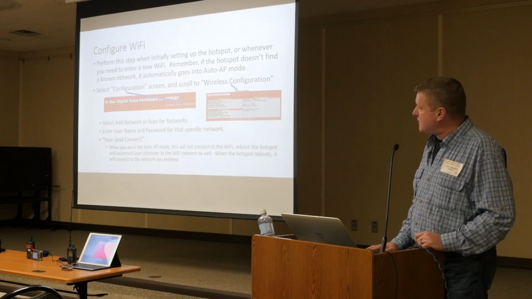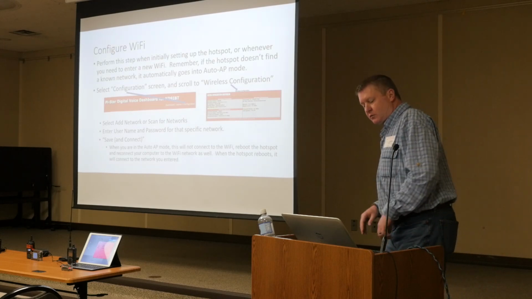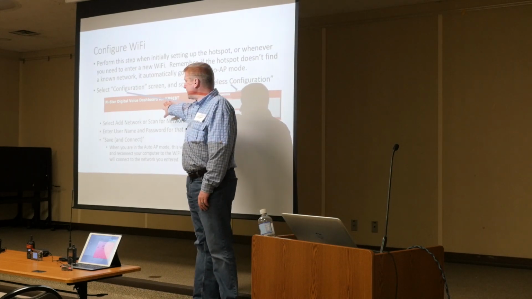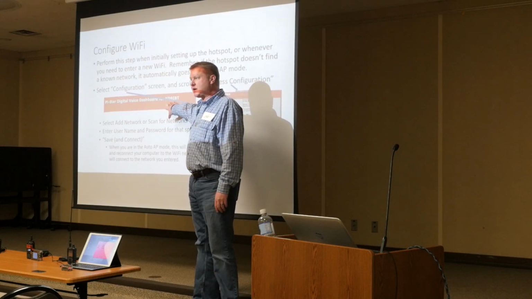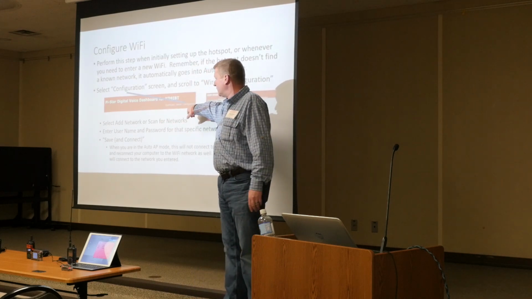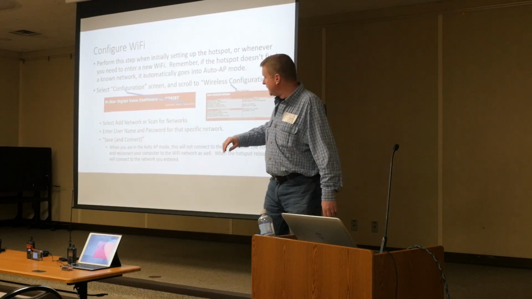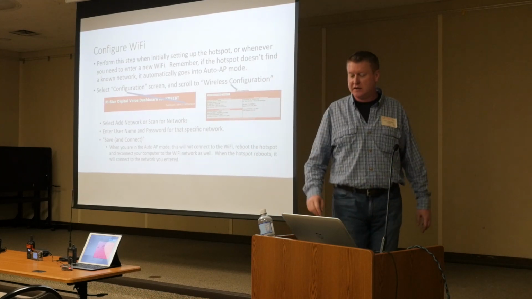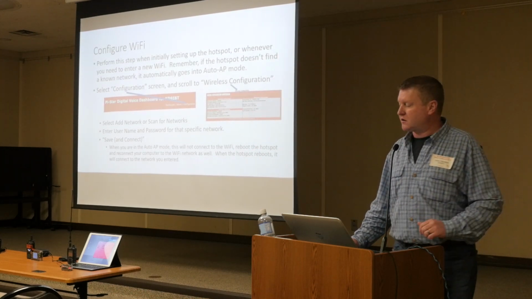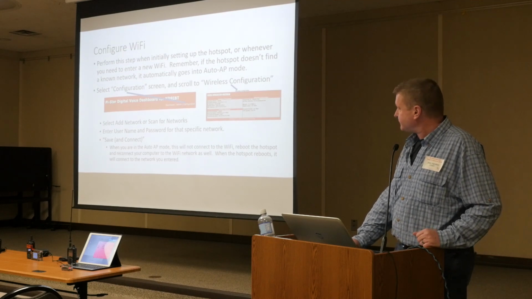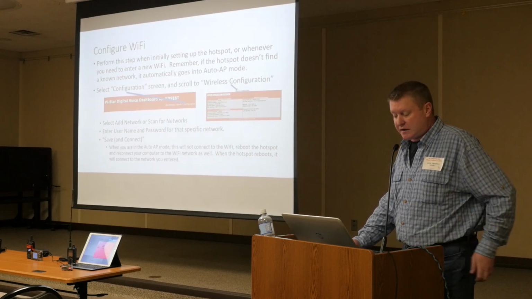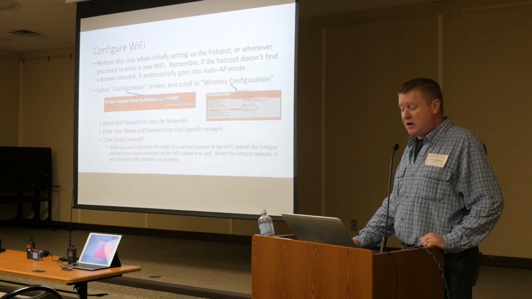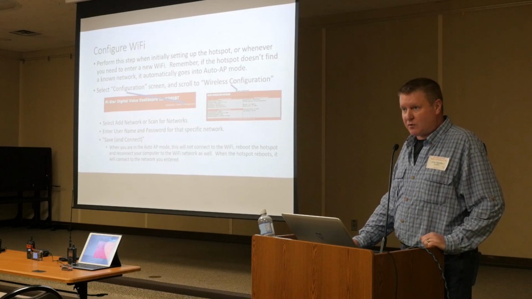Once you come up onto the dashboard screen, which will be the first screen, the header of the first screen that you see, you're going to click on Configuration. Once you click on Configuration, you're going to scroll down to the very bottom of that screen to where you see the wireless configuration. Now there's two things that you can select there. You can select either Add Network and manually enter the information, or you can select Scan for networks.